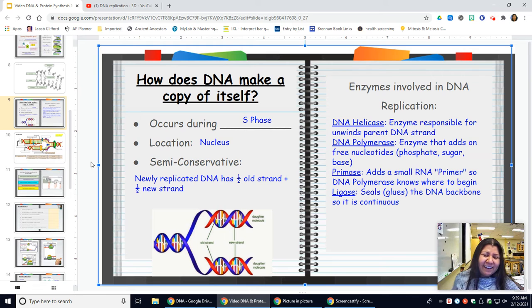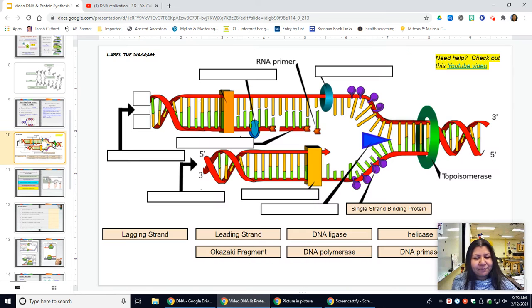All right, let's go ahead and do some labeling. What I have here is a replication fork. Just like how you have a fork in the road, this is a replication fork. You can see I already put a box here for single-stranded binding protein. Something you don't need to know. You may see it on a diagram, but that's more of an AP thing. Same thing with topoisomerase. Again, it's another enzyme you don't need to know.